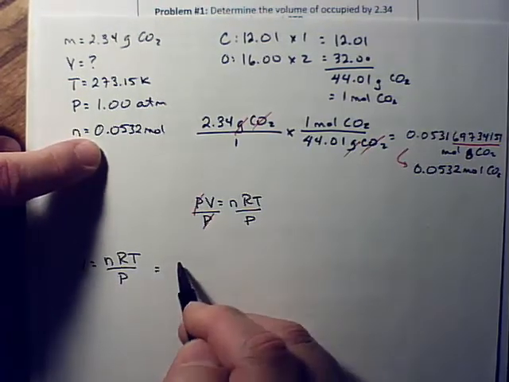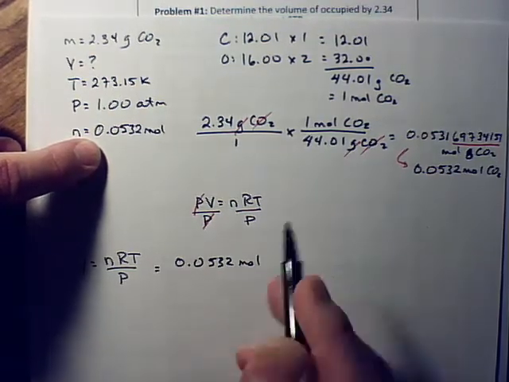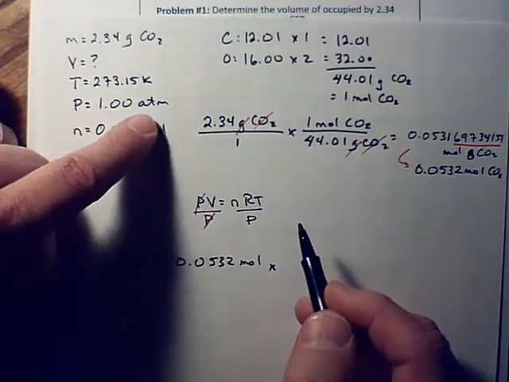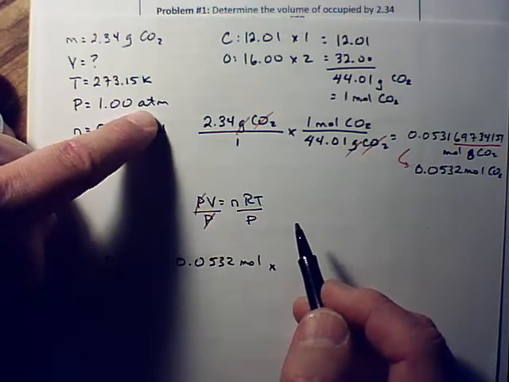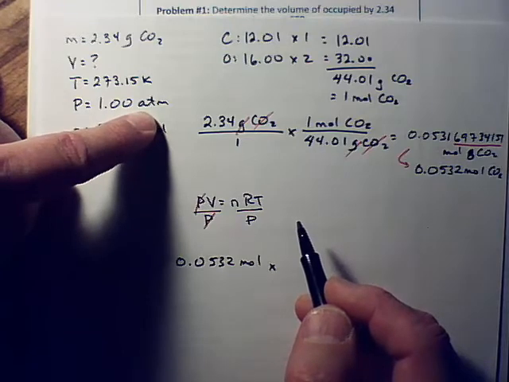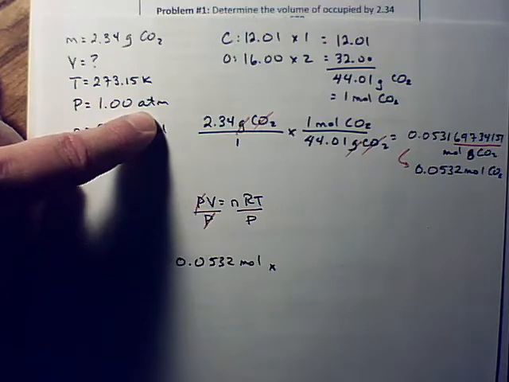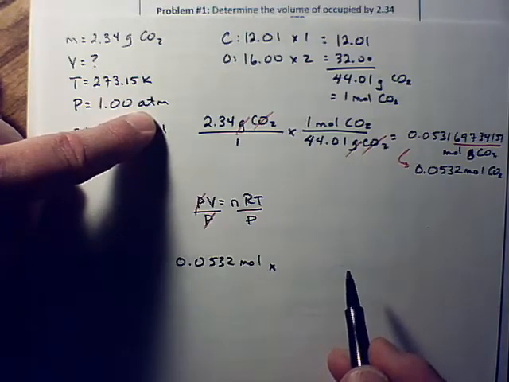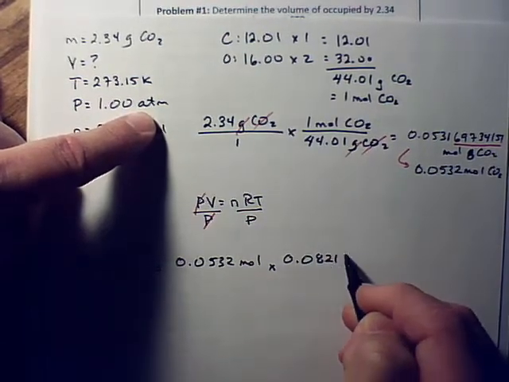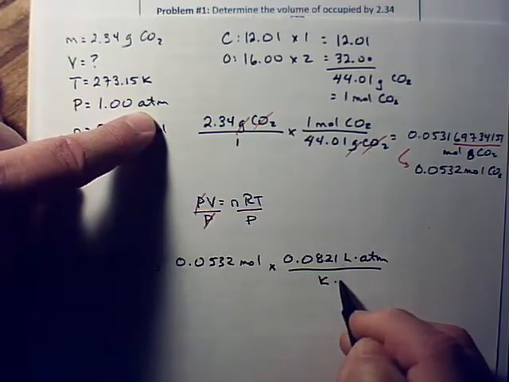N is 0.0532 moles. R, let's see, we need to find the right R that matches this pressure unit. There's only 2 to choose from. Okay? Which one of the R's has atmospheres in it? So look on your test references and figure out which one of these R's has atmospheres in it. 0.0821 liters times atmospheres over Kelvin times moles.